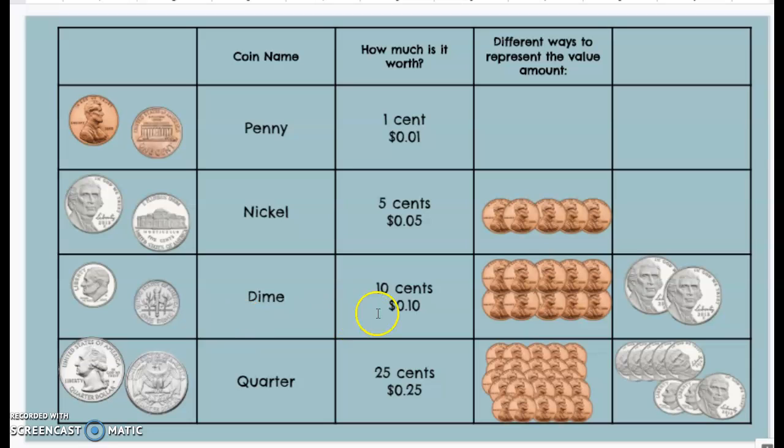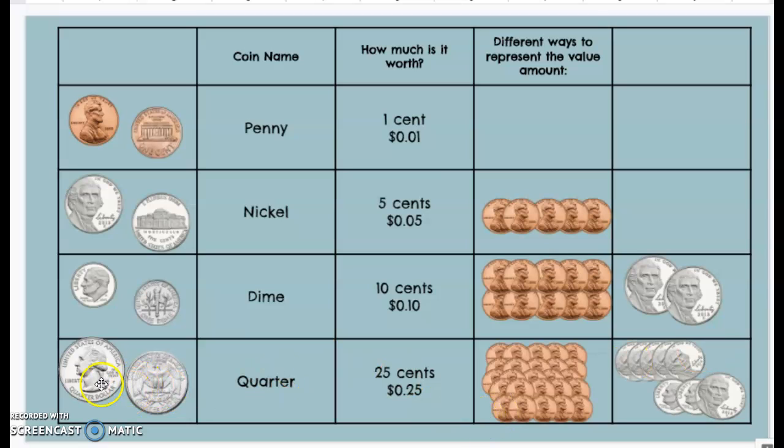Here's your dime. It's worth 10 cents. You can have it represented with 10 pennies or 2 nickels, or you could have 1 nickel and 5 pennies. There's several different options there.